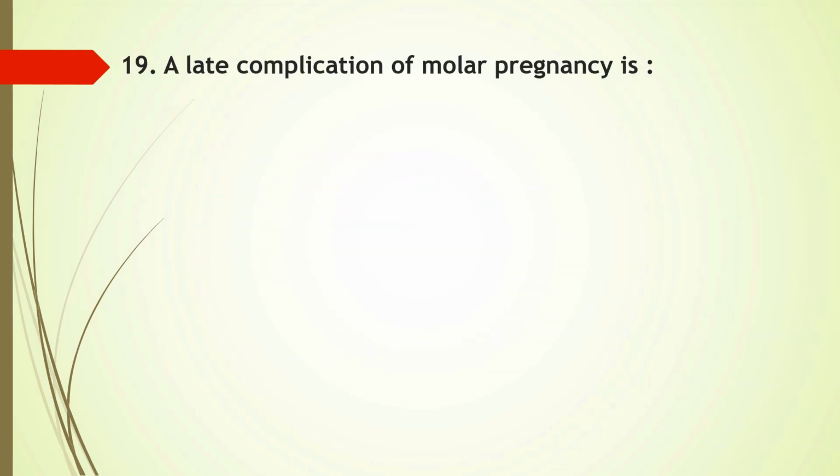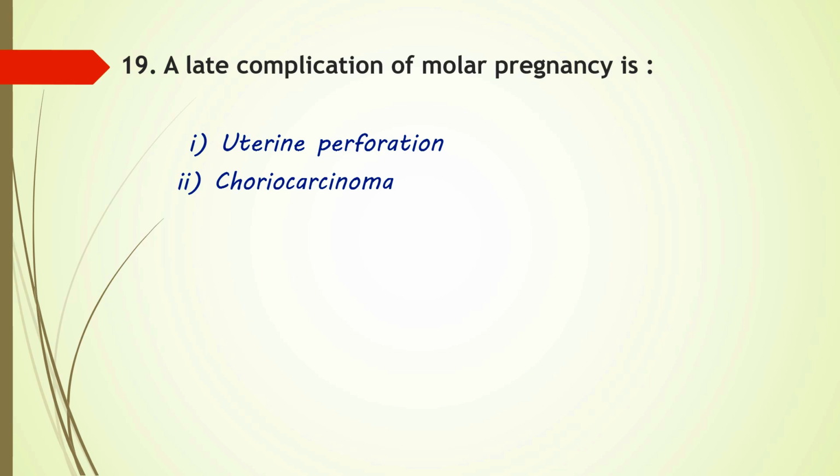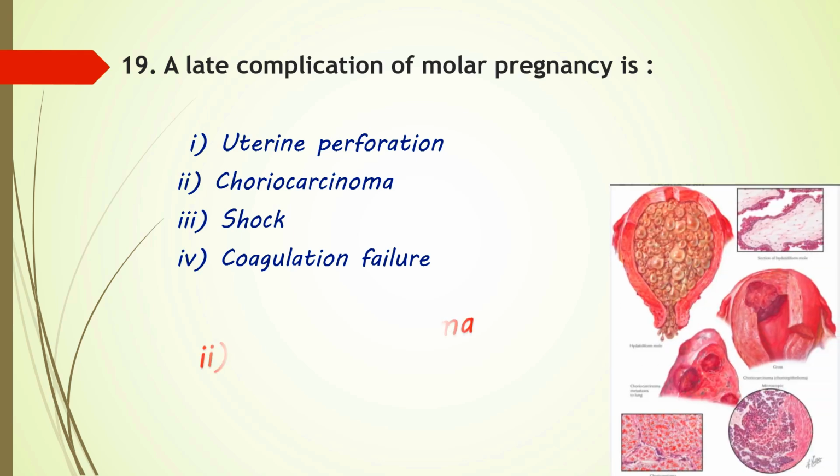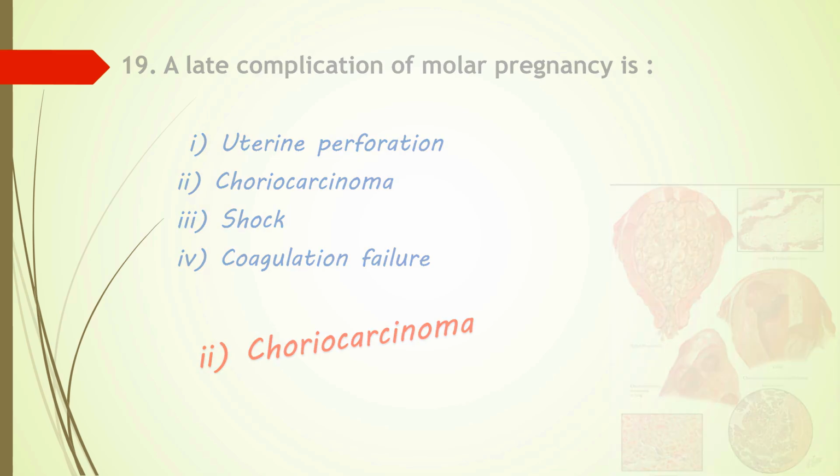Question number 19, a late complication of molar pregnancy is, options are uterine perforation, choriocarcinoma, option 3 shock or option 4 coagulation failure. Yes, you are absolutely right. Choriocarcinoma is a serious malignant complication of molar pregnancy. It occurs when abnormal trophoblastic cells from the molar pregnancy become cancerous, invading the uterine wall and potentially spreading to other organs. So here option 2 is the correct answer.